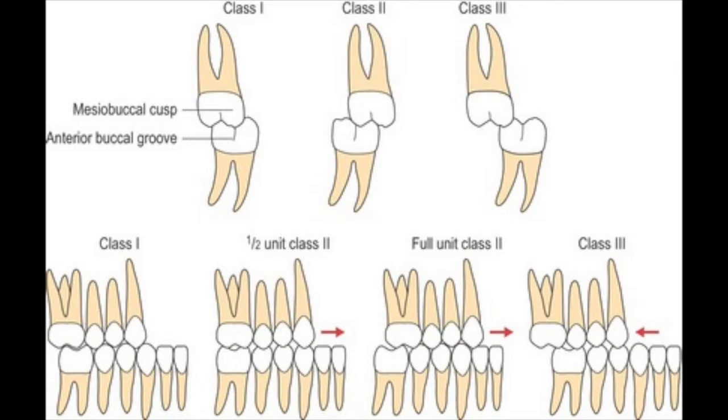Now, for a class 2 molar relationship, if the MB cusp of the upper 6, or the upper first permanent molar, is anterior to that groove at all, then that's considered to be class 2. And then if the MB cusp of the maxillary first permanent molar is distal to the buccal groove, then that's class 3. So it's the relationship between the groove and that cusp that is the difference between a class 1, a class 2 and a class 3.